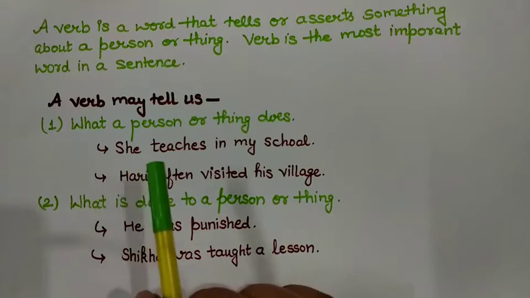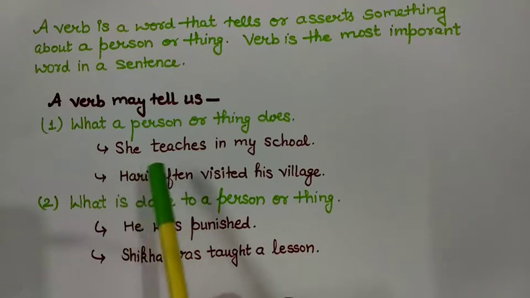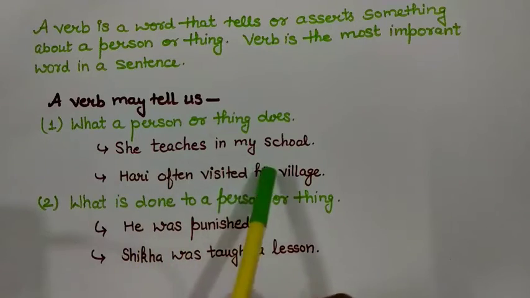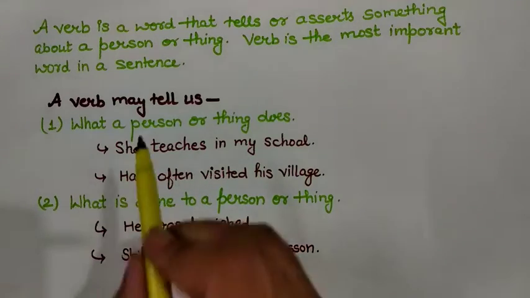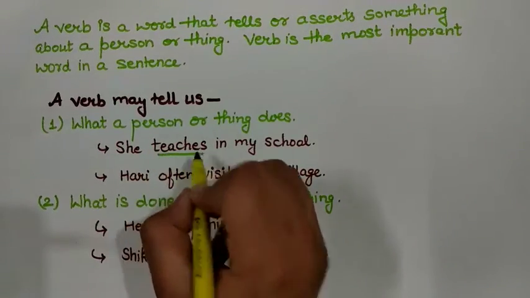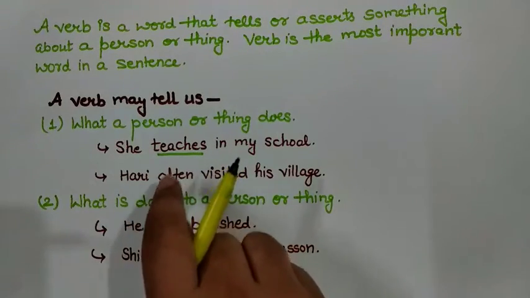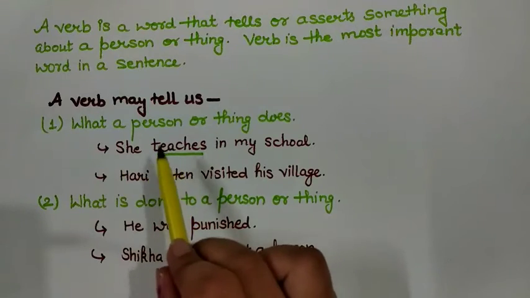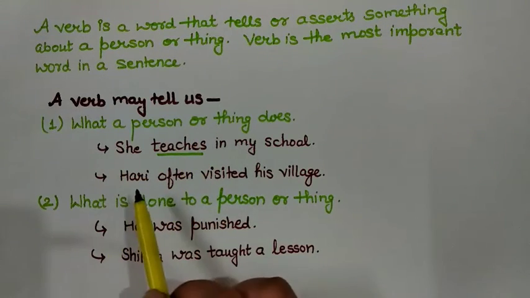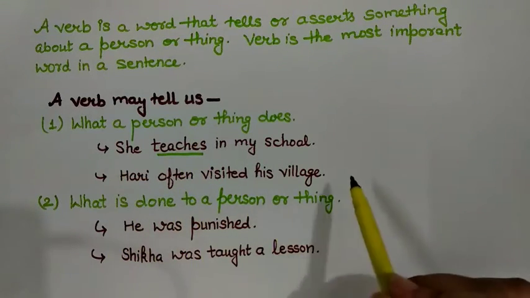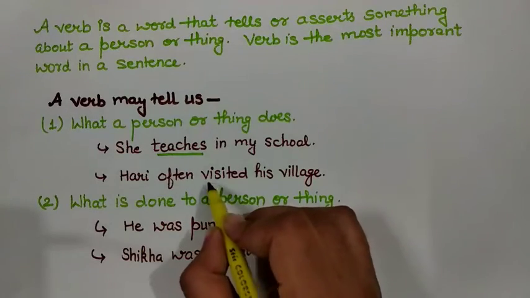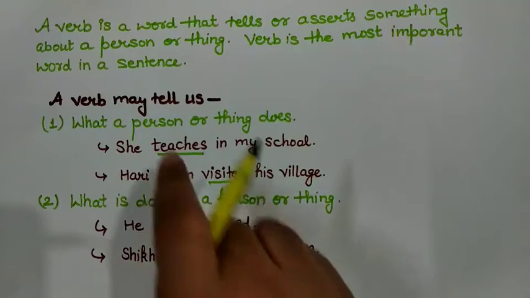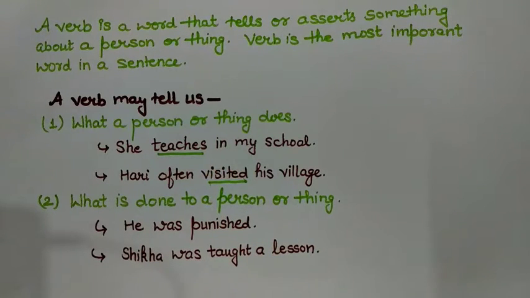Like you can see in the examples. She teaches me in my school. What is she doing here? The person is teaching. The verb is teaches. You can see that the subject is doing something, and that is teaching. Hari often visited his village. Here, what is happening? Visit, right? So, these words are verbs.